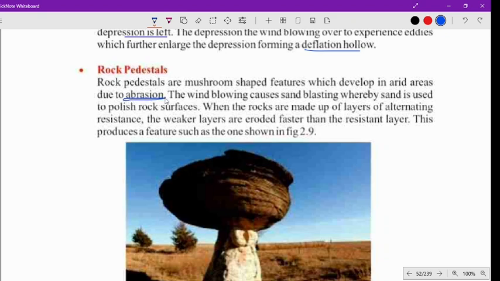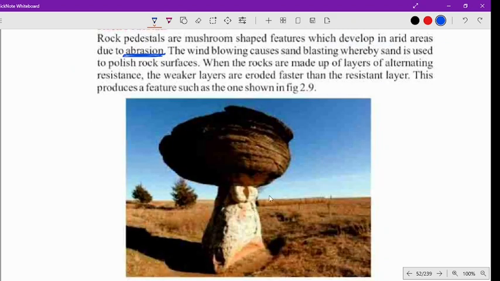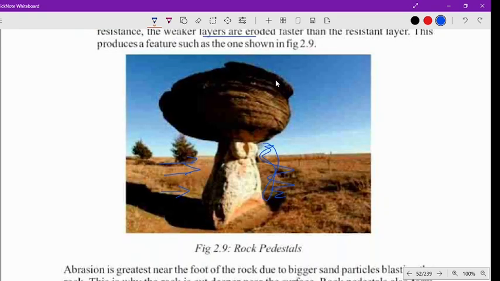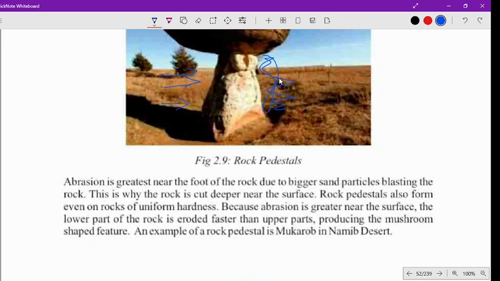Rock pedestals. Rock pedestals are mushroom-shaped features which develop in arid areas due to abrasion. Abrasion is an action of wind that is carrying loose material and it rubs against the sides, like in this case, the sides of a rock feature, and slowly eats it away. The wind blowing causes sand blasting. So the wind must be carrying soil particles and then it will sand blast. Thereby, sand is used to polish rock surfaces. Rocks which are made up of alternating resistance, the weaker layers are eroded faster than the resistant layers.